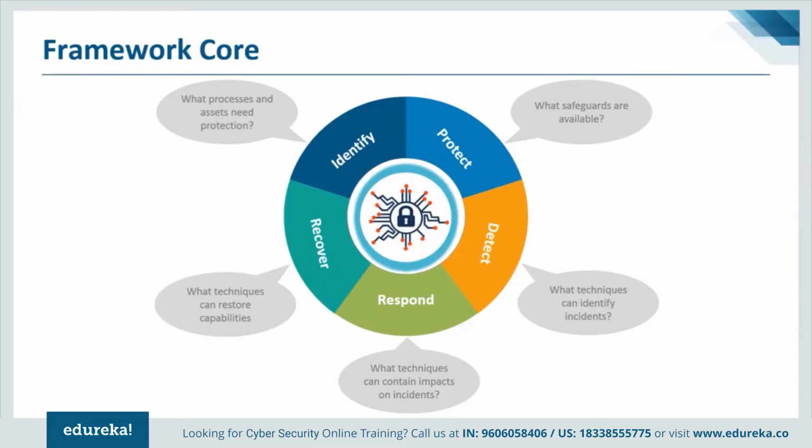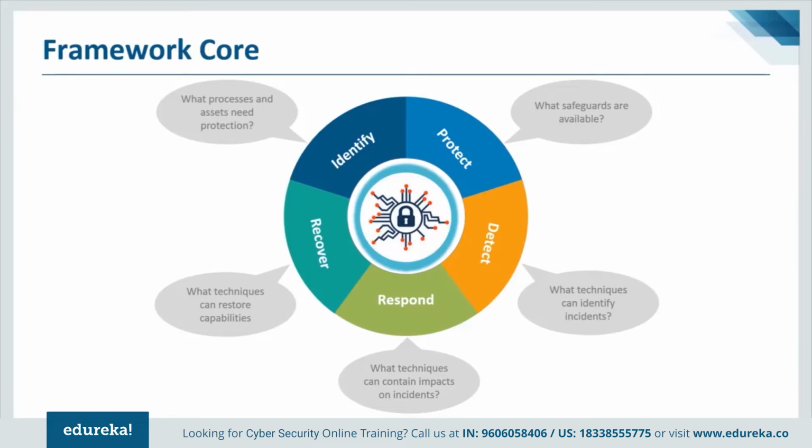The core consists of three parts: functions, categories, and subcategories. The core includes 5 high-level functions, which are identify, protect, detect, respond, and recover. These 5 functions are not only applicable to cybersecurity risk management, but also to risk management as a whole.